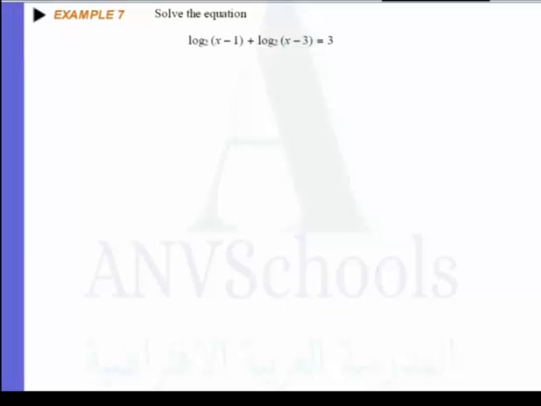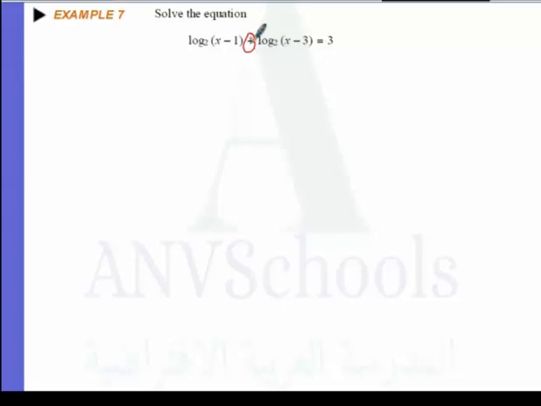We have example 7. Solve the equation log to the base 2 of the expression x minus 1 plus log to the base 2 of the expression x minus 3, and that's equal to 3. So first, of course, we're going to deal with the logarithms, and we have to be very careful with the properties. We always have to think about the properties. And indeed, we could find something that would reflect the property of the logarithm for the products.